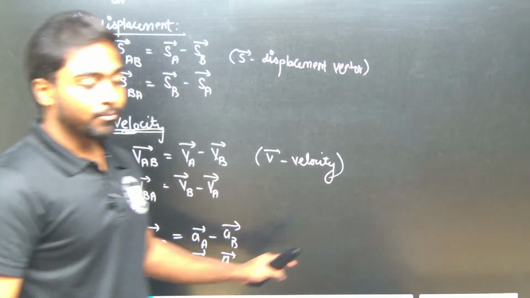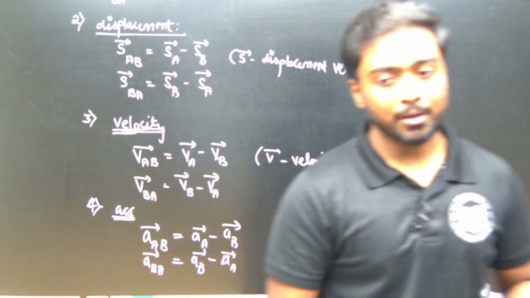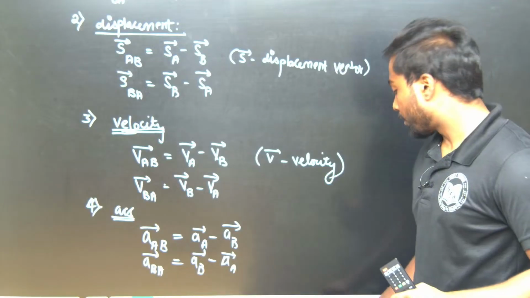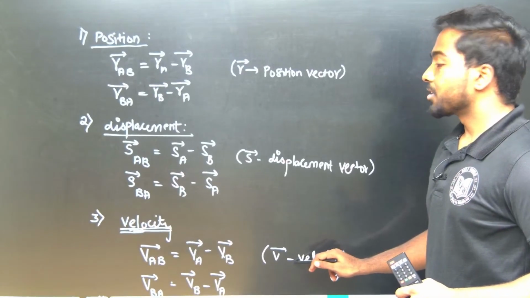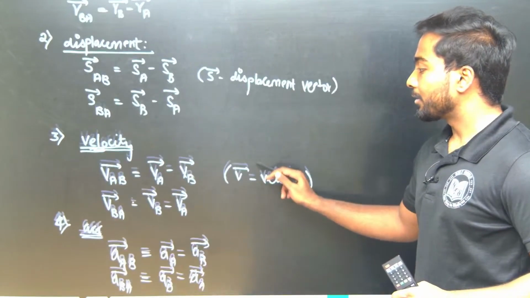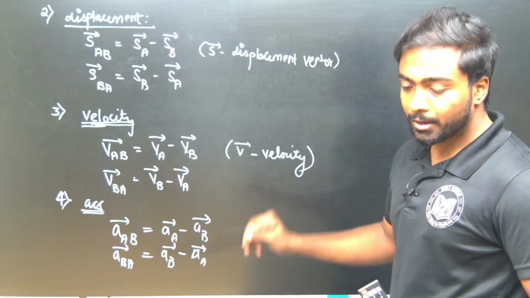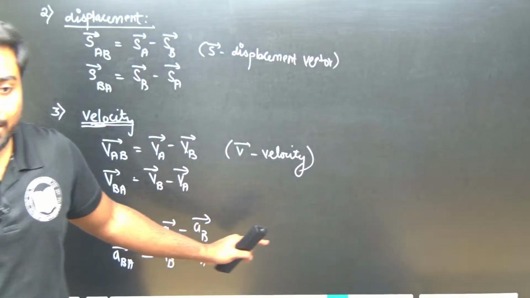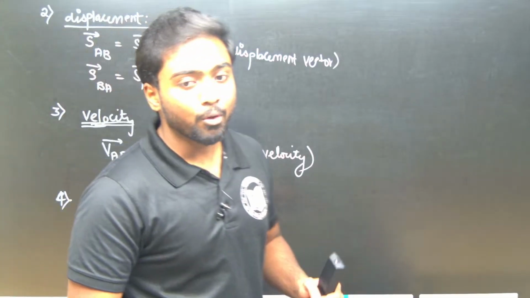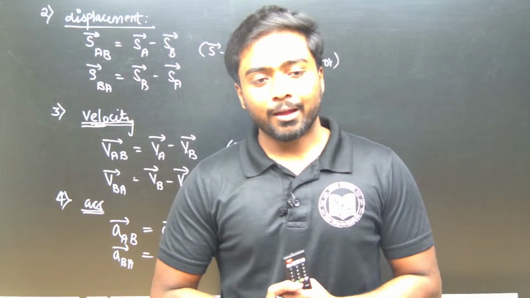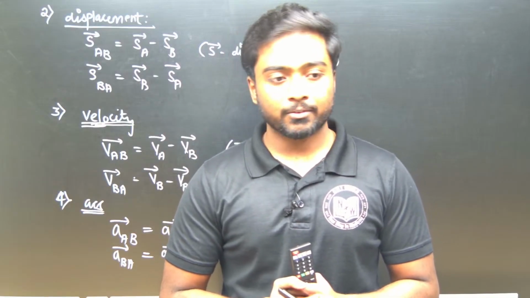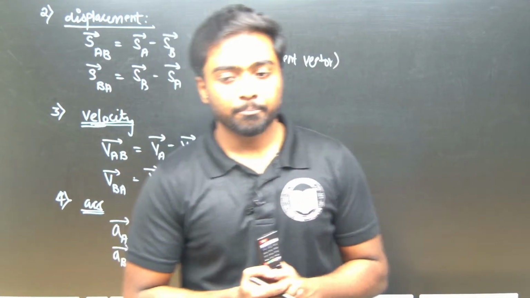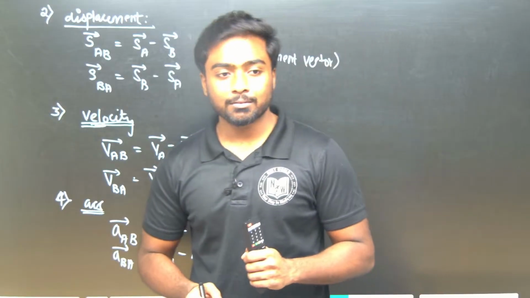So we have got the formulas for the relative position, displacement, velocity and acceleration, right? But we have talked about these as vectors. When we talk about a vector, a vector has both magnitude as well as direction.